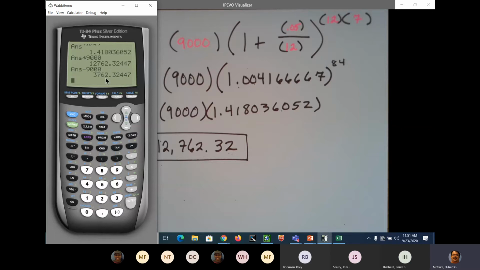Okay, so what do we do? Well, we're done. That's it. Who's got a question? What happened to the 84? I took 1.004 and raised it to the 84th power, and that's what that is.